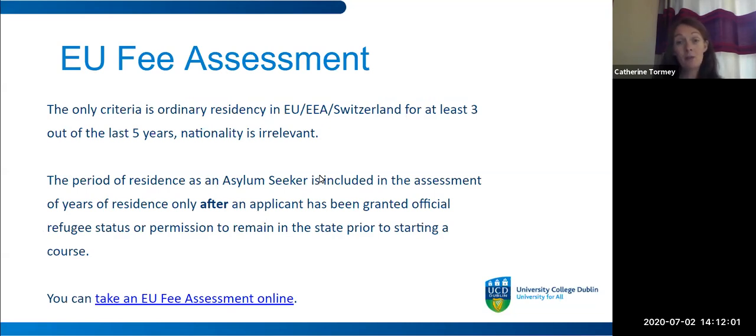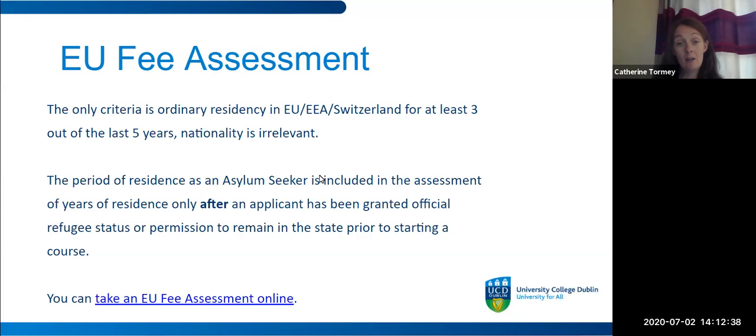If you don't qualify for the Free Fees Initiative, you may qualify for EU fee assessment. So the only criteria is ordinary residence in the EU, EEA or Switzerland for 3 of the past 5 years. And your nationality is irrelevant. So regardless of what your nationality is, if you've been tax resident in the EU, EEA, then you will qualify for EU fee assessment. It's really important to note that any period of residence as an asylum seeker is included in the assessment years of residence only after the applicant has been granted official refugee status or permission to remain prior to starting their course.